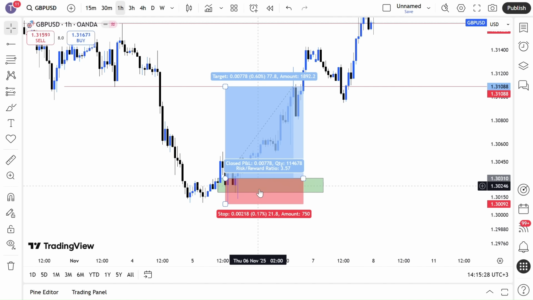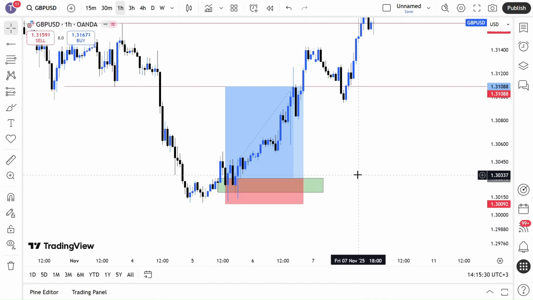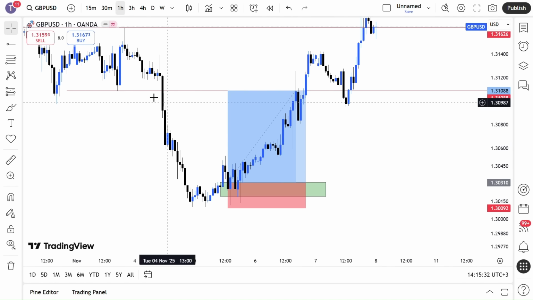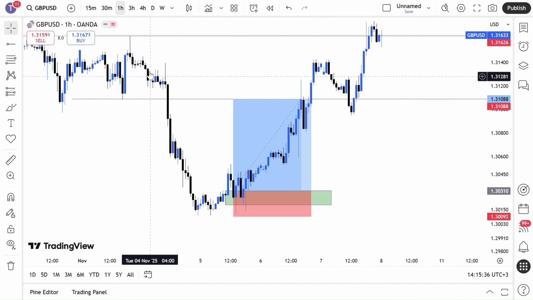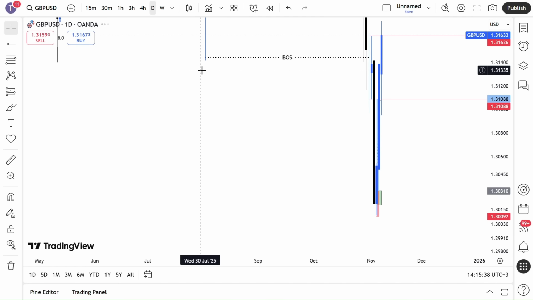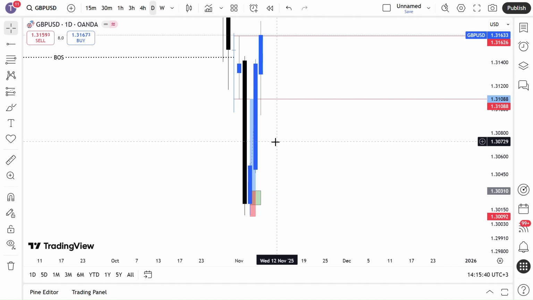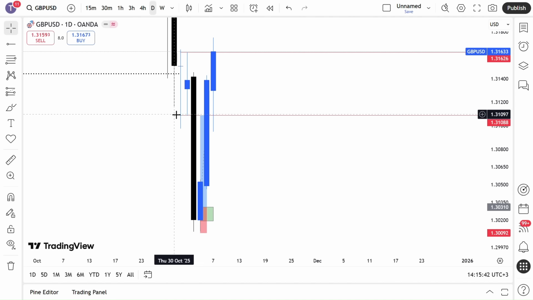You can see clearly that the trade went our way, and the target was at the daily order block. We had a daily order block. So the daily order block is here. You can see this daily order block. So the take profit was at this daily order block.